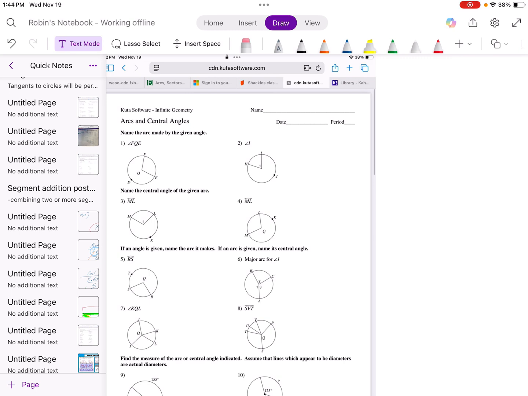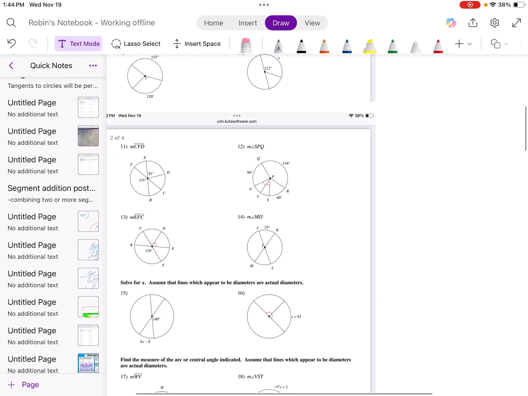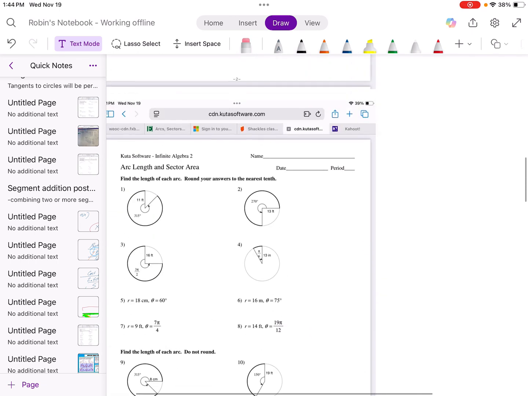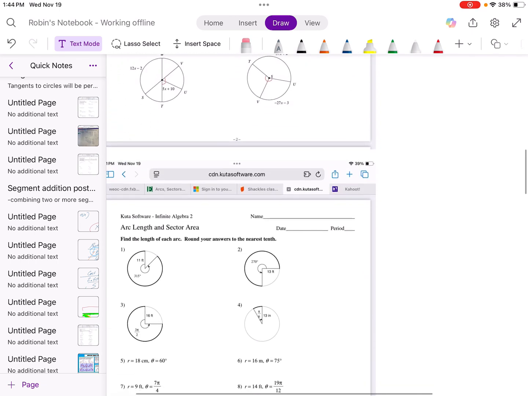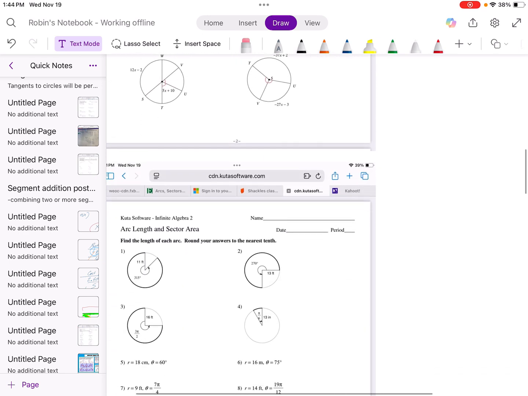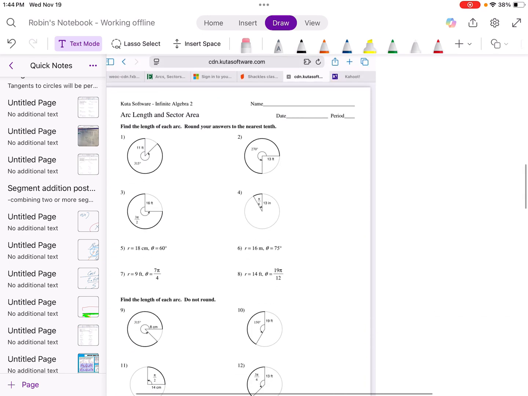Anyways, for tonight, you're dealing with arcs and central angles, as well as some arc lengths and sector areas. Should be pretty straightforward. The homework is to basically do the odds for the arcs and central angles problem. And then when you get to the arc length and sector areas, instead of doing the odds, do the ones where it's in degrees instead of radians.